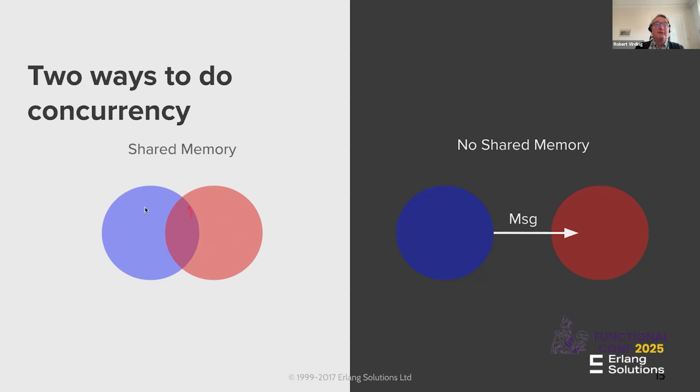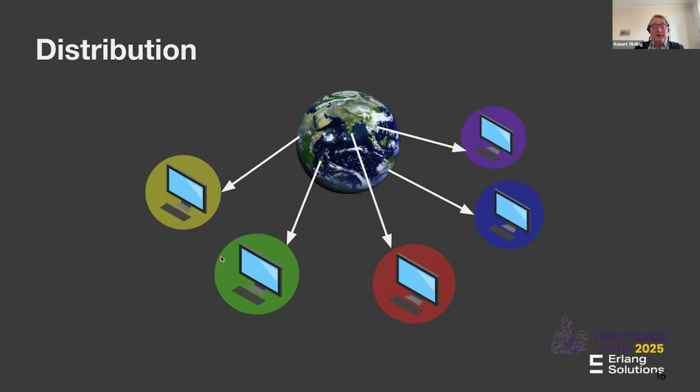The problem with sharing is that it will only work on a single machine. You can't share between different machines, because then you're actually starting to send messages. So now we're slowly wandering into distribution.